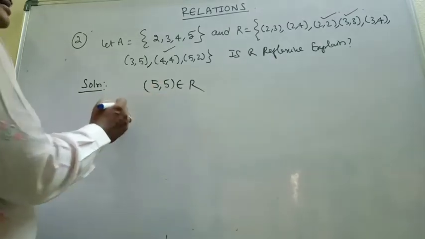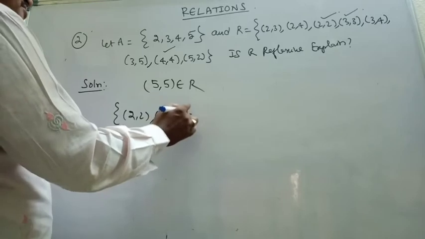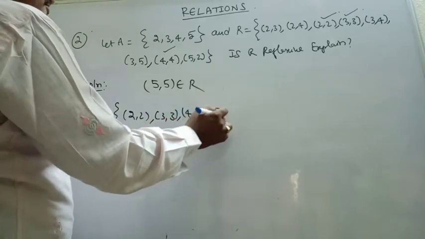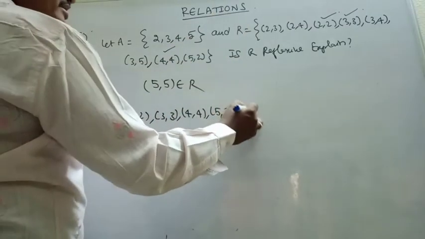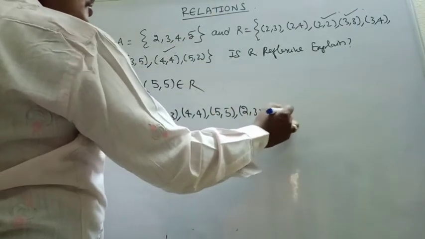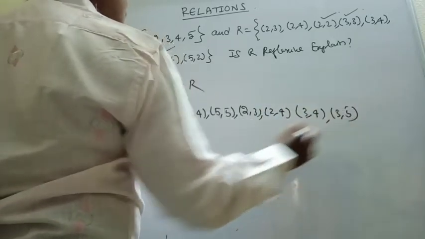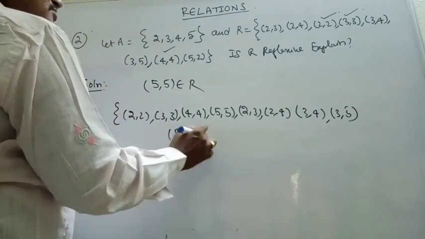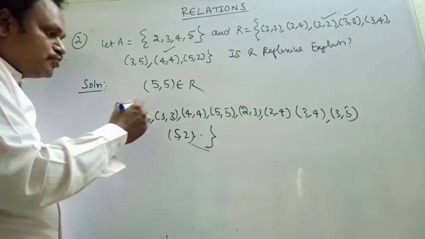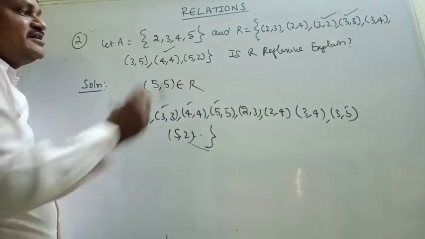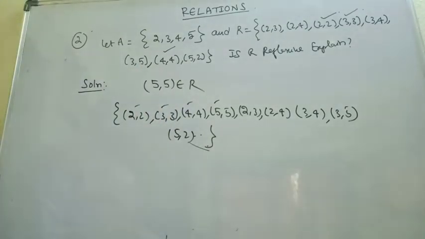You should have (2, 2), (3, 3), next (4, 4), (5, 5). After that, any elements beyond this, apart from this, you can have (2, 3), (2, 4), (3, 4), (3, 5), (5, 2), and so on. But basically, for it to be reflexive, you should have (2, 2), (3, 3), (4, 4), (5, 5). Here (5, 5) is missing, that's why it is not reflexive. Fine, right, my dear students?